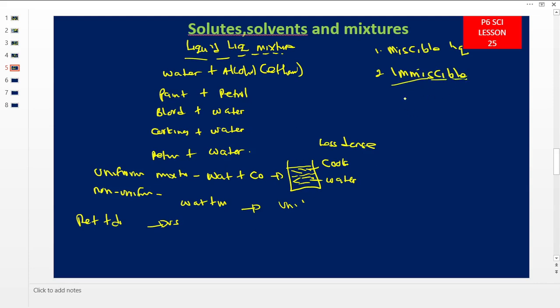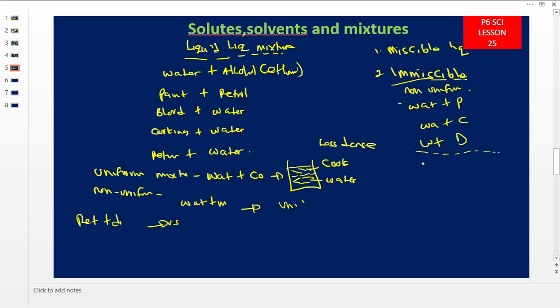Let us start with immiscible mixtures. These are liquid mixtures that do not form a uniform solution, or that form a non-uniform solution. Examples of these immiscible liquids are water plus paraffin, water plus cooking oil, water plus diesel. Are you getting? They are immiscible liquids, meaning that they form a non-uniform solution.